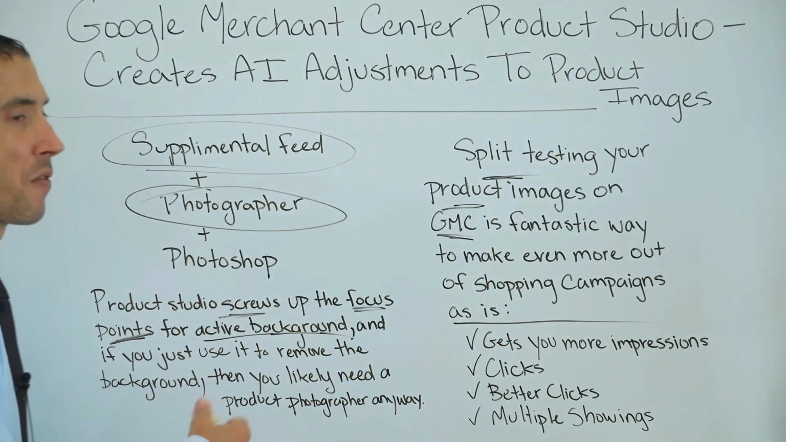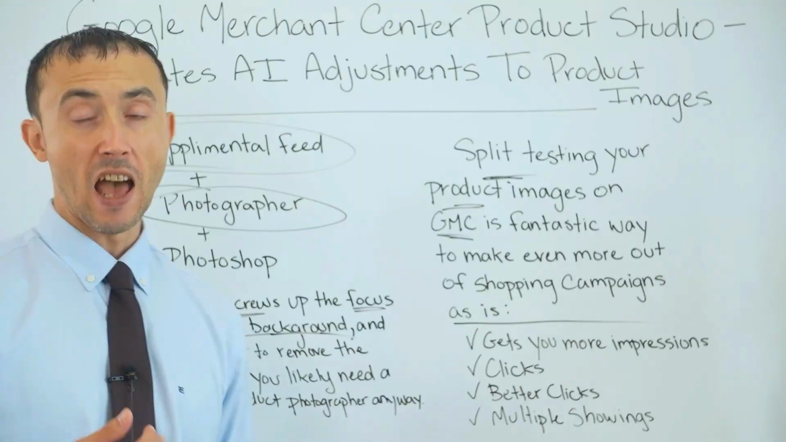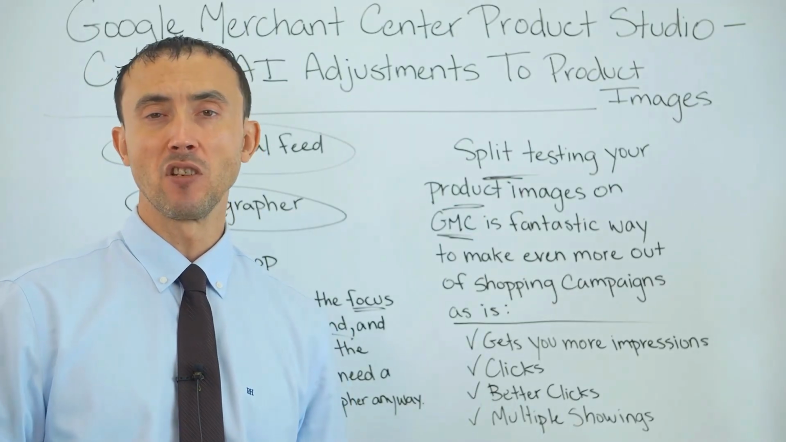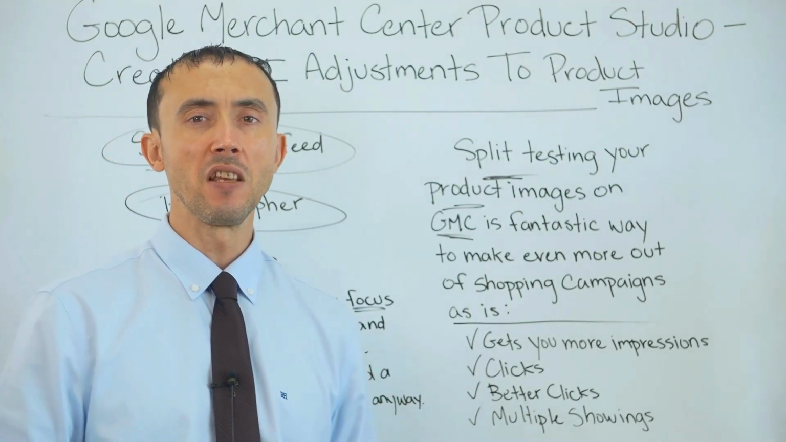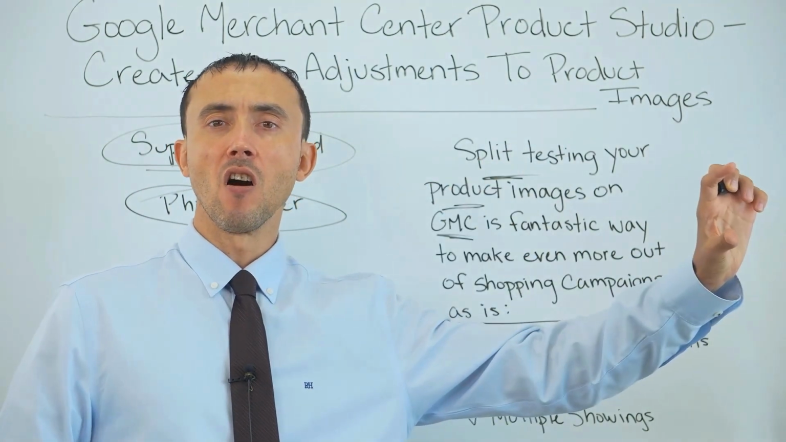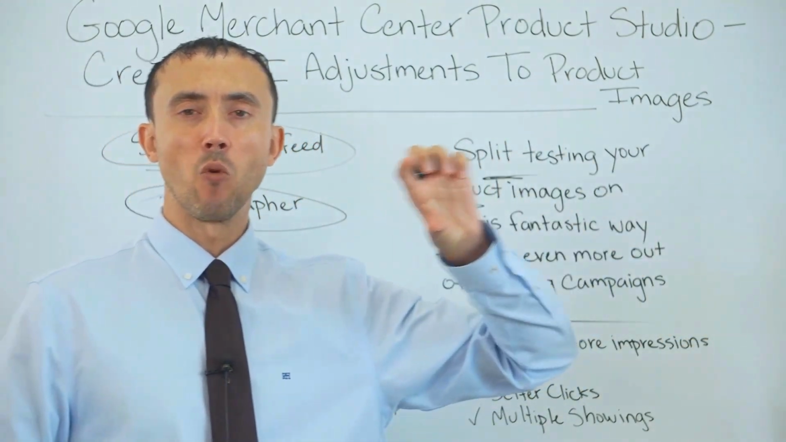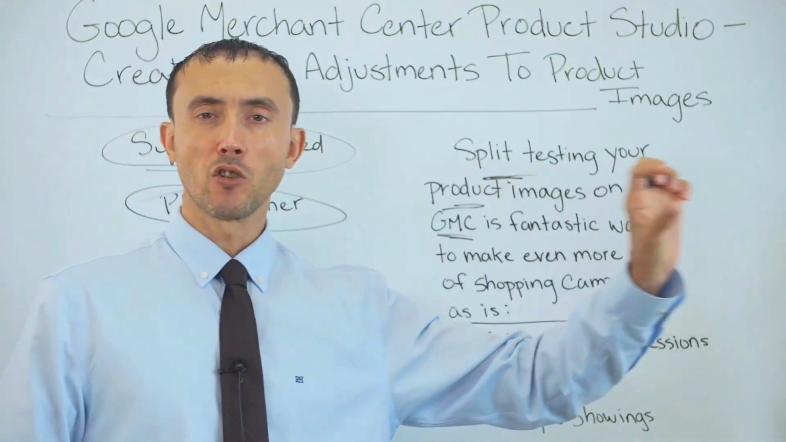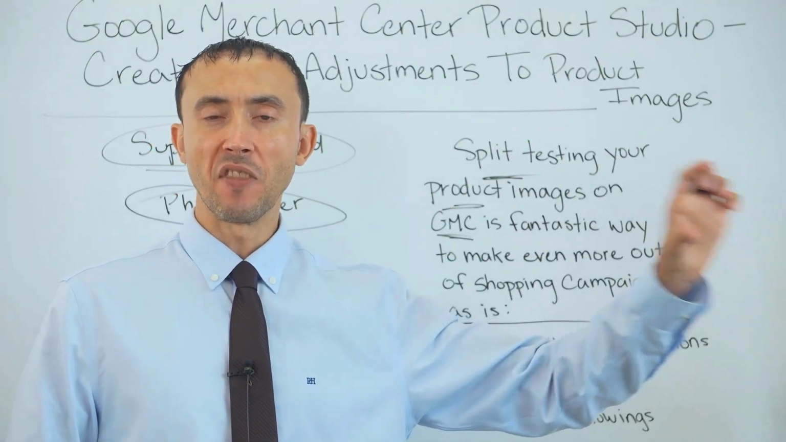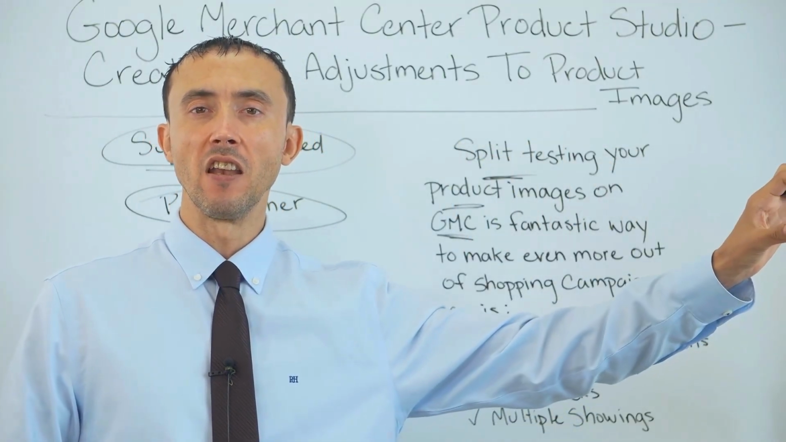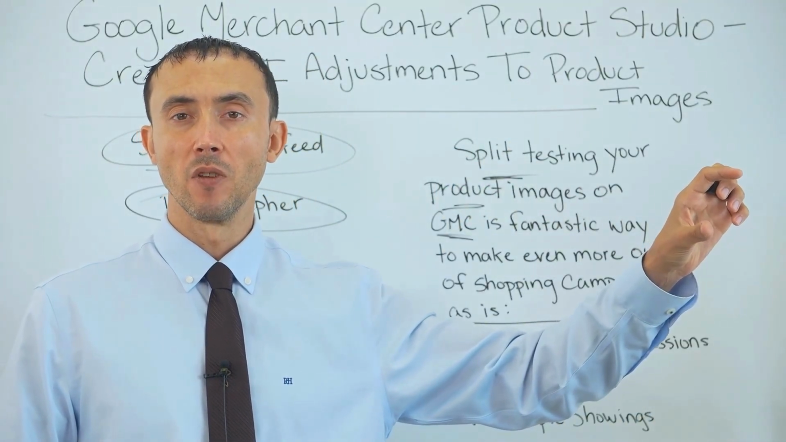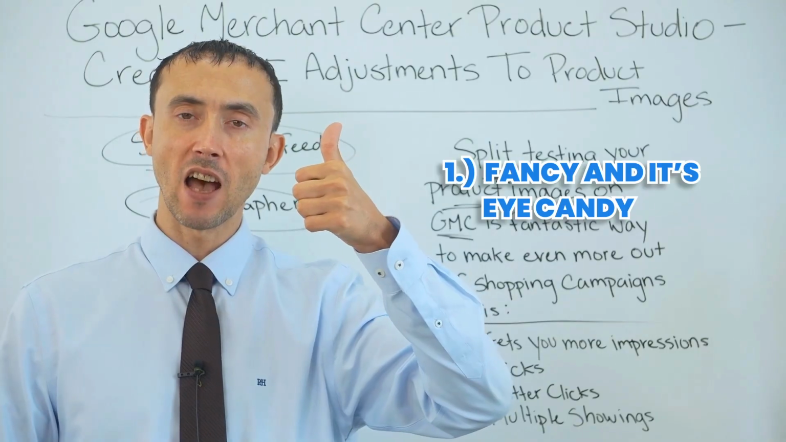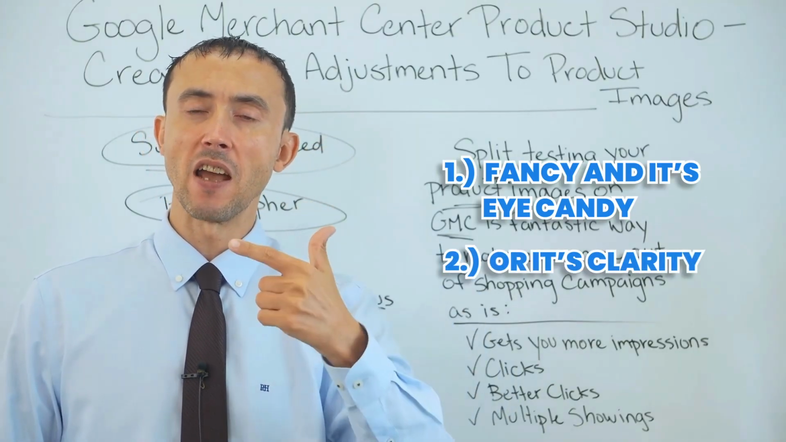People using Product Studio, that's what they're basically doing, and I've tested this a lot. The images that it outputs are not very good at all. They don't look right. When somebody sees the product images on Google Shopping, they're trying to decide what to click on. Stuff that looks attractive, eye candy, if you will, is what they're going to click on. Or it's going to be more to do with clarity. Can I tell what I'm looking at, and is it what I need? So it's either being fancy and eye candy, or it's clarity. And for different items, it will vary.